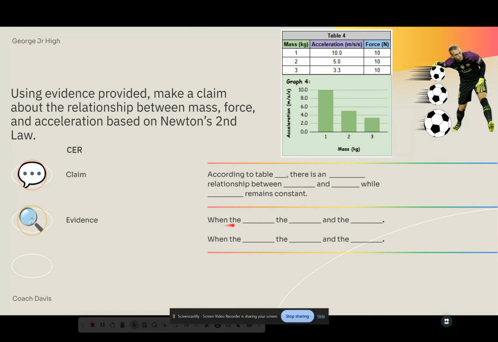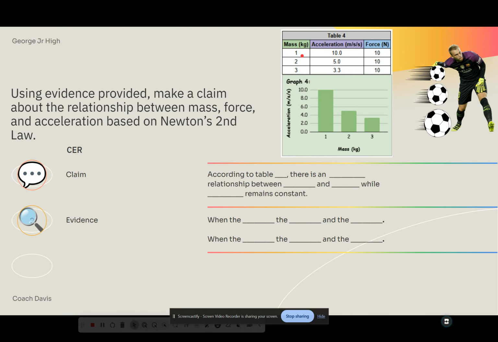Evidence. When the blank, and the blank. Well, there's not much going on here, so let me help you out a little bit. When the, let's talk about mass. Let's pick, in fact, two pieces of data here. Let's explain maybe this section and maybe this section. So when the mass was something, don't forget the unit, the, well, we talked about mass, let's talk about this one. The blank was what? Don't forget the unit. And the, probably this thing that's not on the graph, was what?